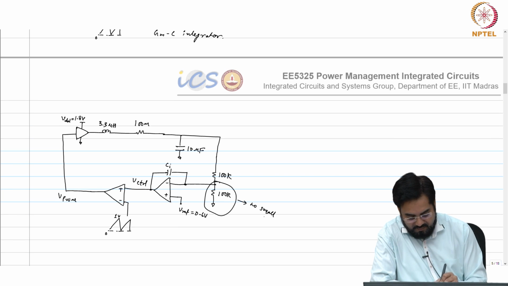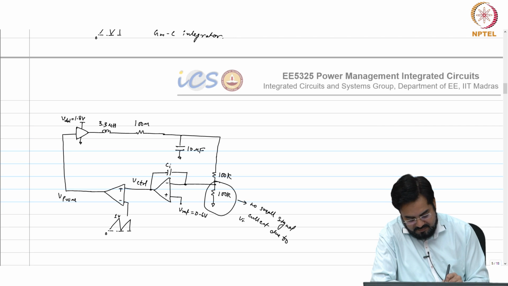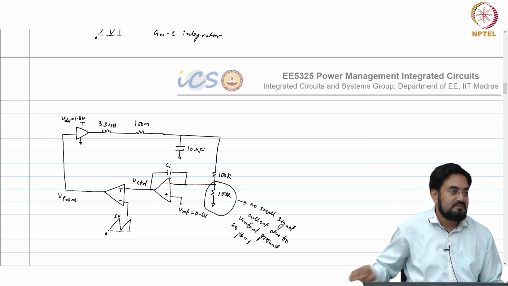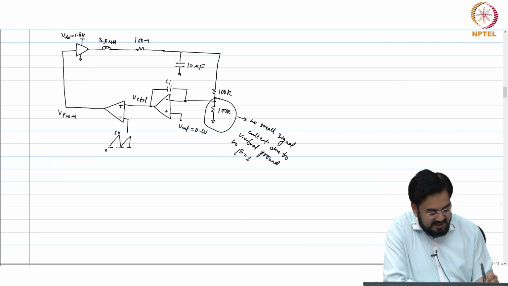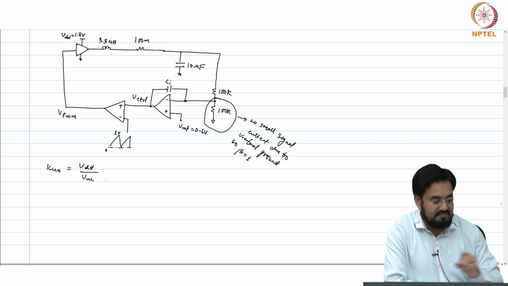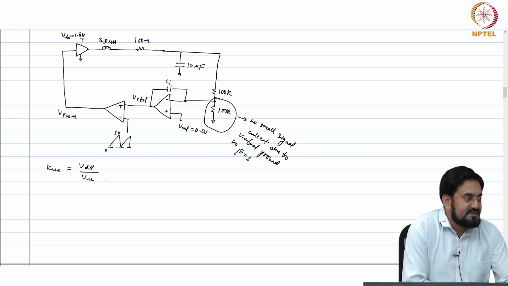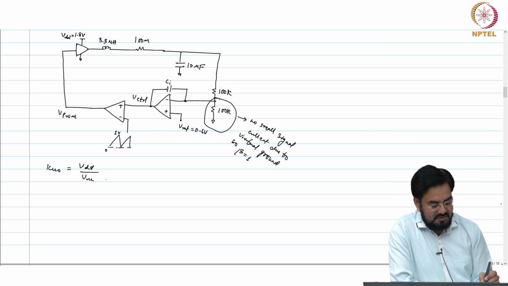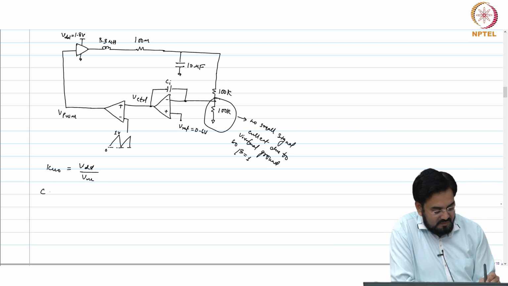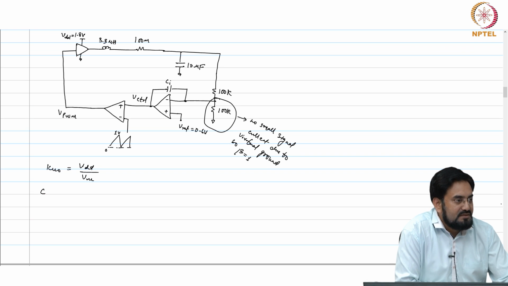carries no small signal current due to the virtual ground. So beta equal to 1. Okay. So which means your KU0 is nothing but VDD by VM here. So there is a difference if you do a GMC and op-amp RC, correct? So now beta is 1.